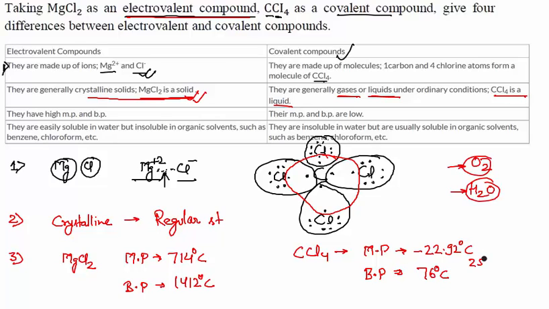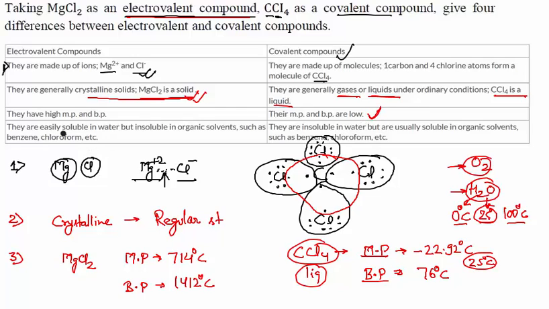So 25 lies between the melting point and boiling point. That's why this particular compound is a liquid. You can compare with water also: 0 degrees C is the melting point and 100 degrees C is the boiling point. So 25 lies between the melting and boiling point, and the state of that compound will be liquid. So the melting and boiling points of covalent compounds are low.